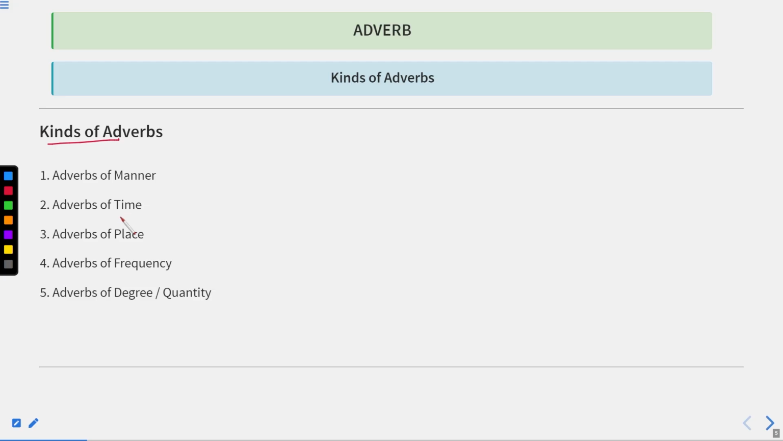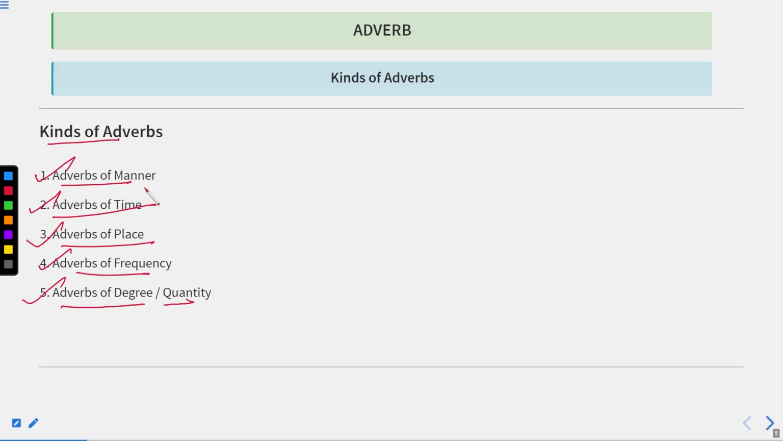Okay, so first of all, we have adverb of manner, then adverb of time, then adverbs of place, then adverbs of frequency, and then adverbs of degree or quantity. Okay, now degree and quantity are different words. Okay, how? We'll discuss later on.